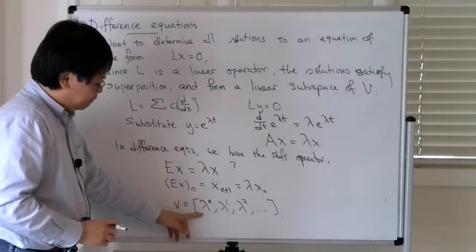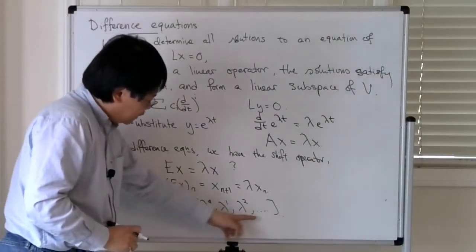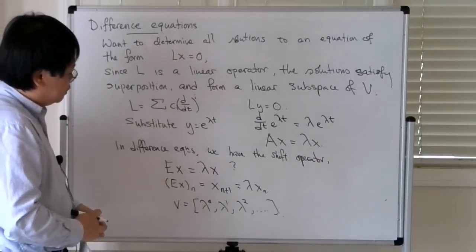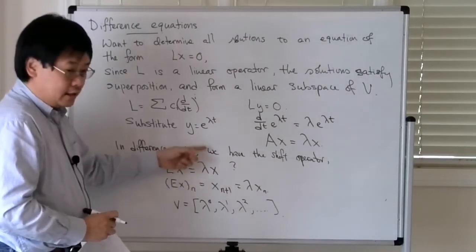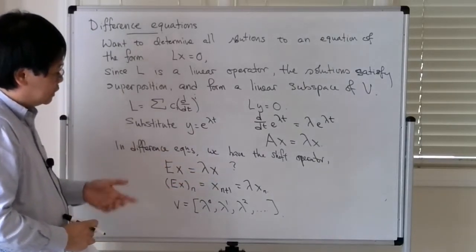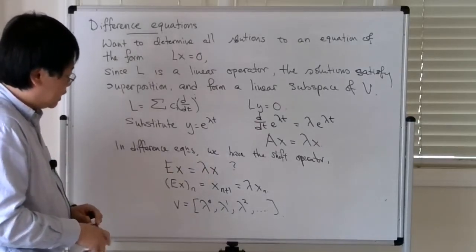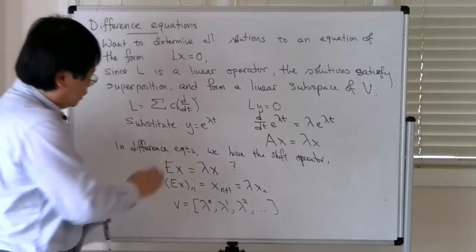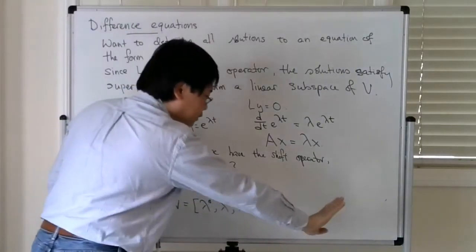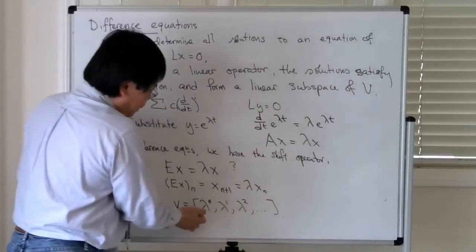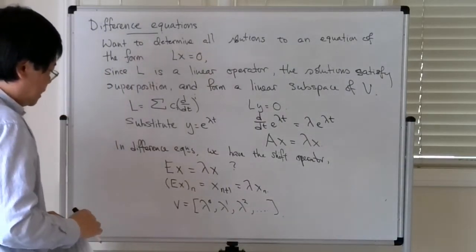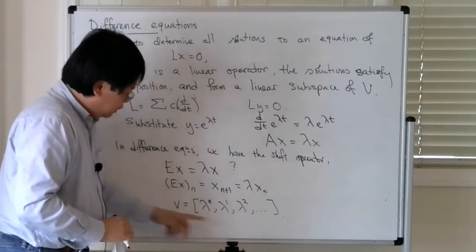I've been quite selective in how I've done this. The reason I've chosen to write the first term as lambda to the 0 is to deal with the case where the eigenvalue is 0. If the eigenvalue is 0, that's saying Ex is equal to the 0 vector, and you might ask what the non-trivial term associated with that is. The simplest non-trivial eigenvector of the 0 eigenvalue is when you have some constant in the first term and zeros in the other terms. If you write it in this way, then 0 to the 0 is 1, and so that includes the case for lambda equals 0. In any case, that's the vector associated with the shift operator.